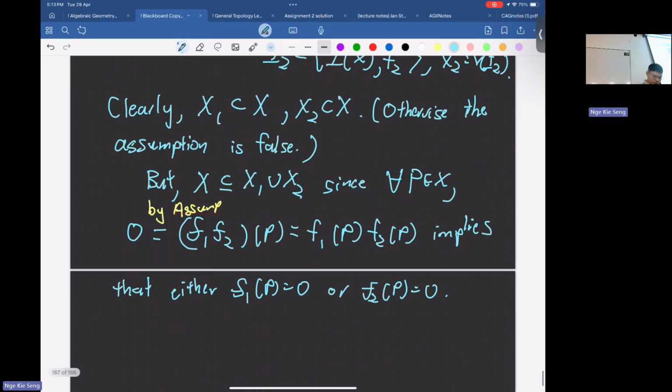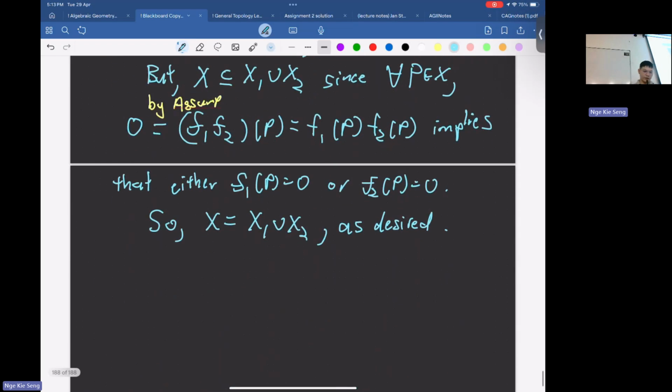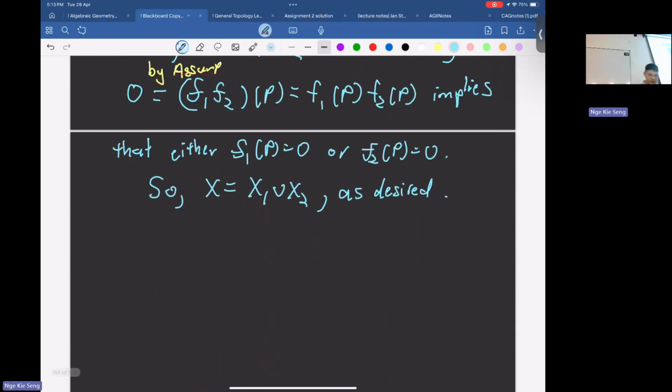So we can conclude that X equals X1 union X2, because the other direction is obvious. It's because of how we pick these S1, S2. Because they are subsets of X, the union of them is still a subset of X. So we just need this direction, as desired. So this is about prime and irreducibility.